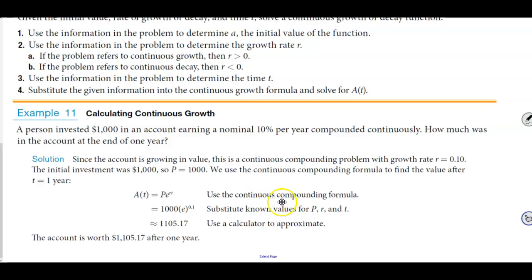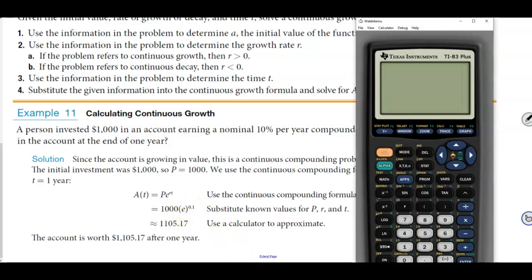So using the continuous compounding formula, we have A of t, which is equal to P e to the rt. And now we're going to substitute the known values for P, r, and t. So we have 1,000 e to the 1 times 0.1. So first, evaluate your exponents. So find out what e to the 0.1 power is. So let's go ahead and do that.